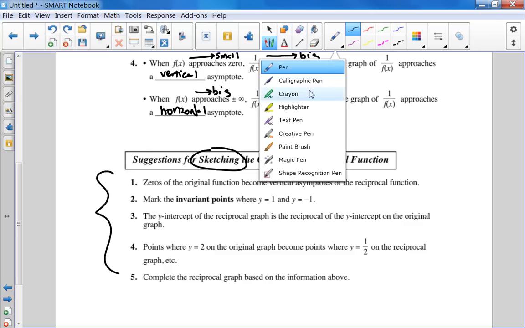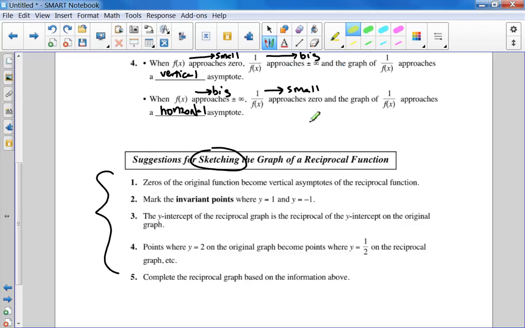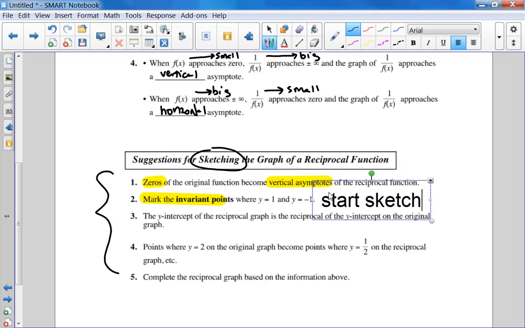Okay, so what are we going to do first? Find the zeros. That's the first thing. This gives us our what? Vertical asymptotes. Then mark the invariant points. This is how we know where to start drawing. So start sketching from the invariants, okay? The y-intercept of the reciprocal graph is the reciprocal of the y-intercept on the original graph. So number 3 there just gives us another point.